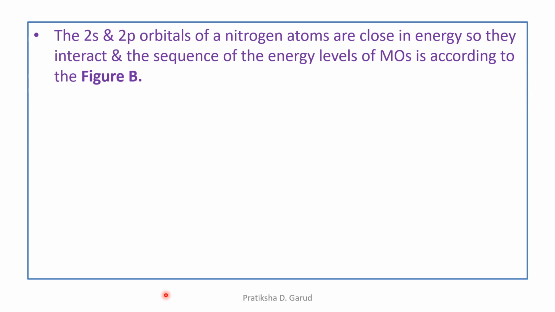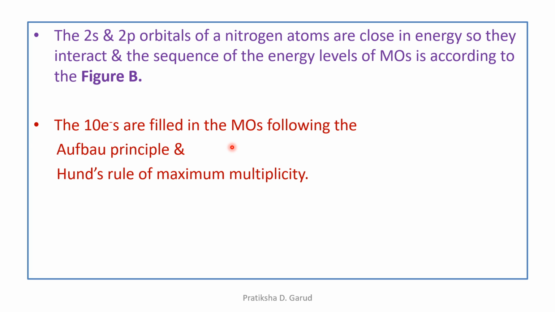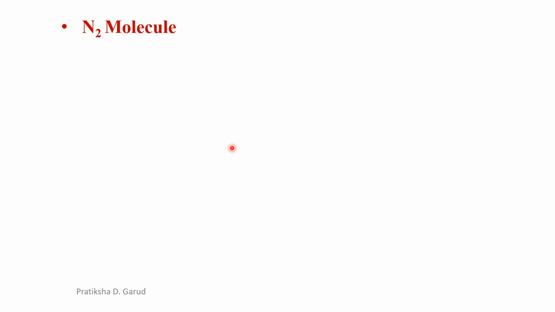Now here we know that the 2s and the 2p orbitals of the nitrogen atoms are close in energy. So they interact, and the sequence of the energy levels of the MOs is according to the second figure, that is figure B. Then the 10 electrons are filled in the molecular orbitals by using two rules. The first one is the Aufbau principle and the second one is Hund's rule of maximum multiplicity. So let us see the MO energy level diagram for the nitrogen molecule.